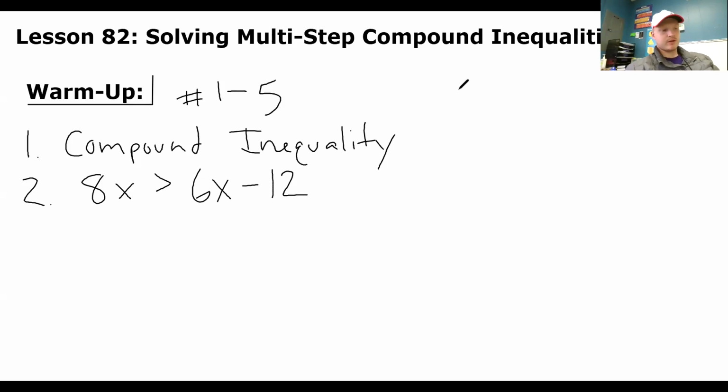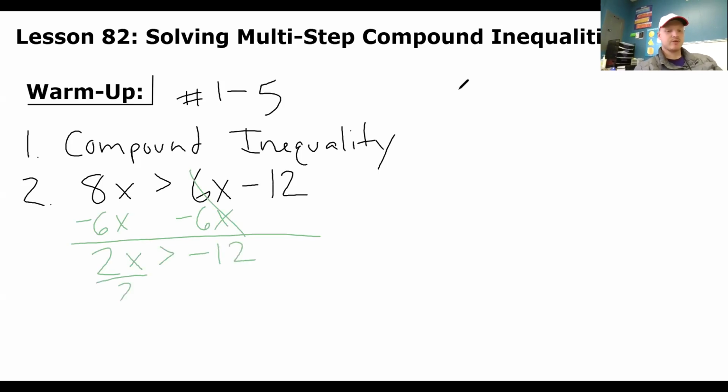For this one, this is pretty much the same thing we were doing in our last lesson, lesson 81. So we're going to subtract 6x from both sides. We're combining our like terms. So we are left with 2x is greater than negative 12. Divide by 2 to both sides. What are we left with? The 2's cancel out, and we're left with x is greater than negative 6. Okay, so that's number 2.